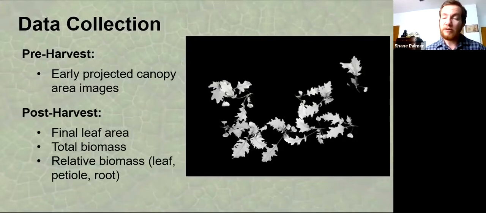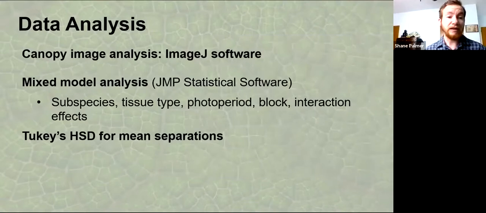Post-harvest, between 35 and 38 days, we did a final leaf area measurement, using the conventional leaf area meter. And we measured the total biomass and the relative biomass of the leaf, petiole, and root. The canopy images were analyzed using ImageJ software to get the pixel counts.